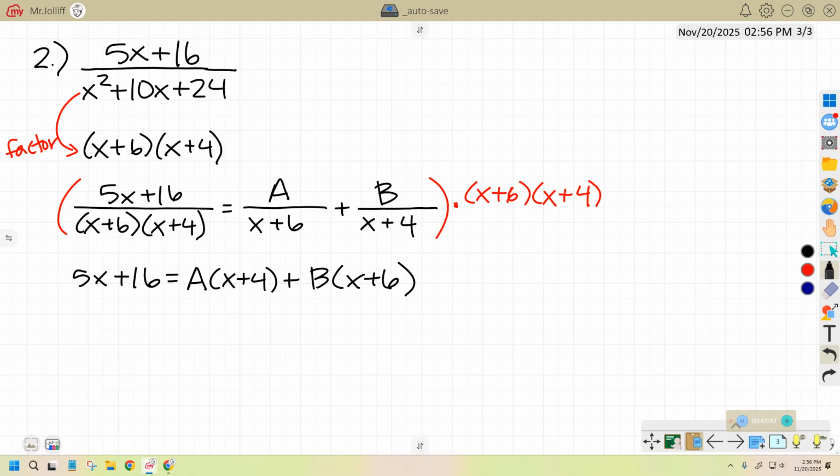Step 3, rather, is done. Yay. We split our fraction up. We multiplied. There's no more fractions. Jackie, what do I do next? Step 4. Simplify. Do you have a suggestion for how I can simplify on the right?